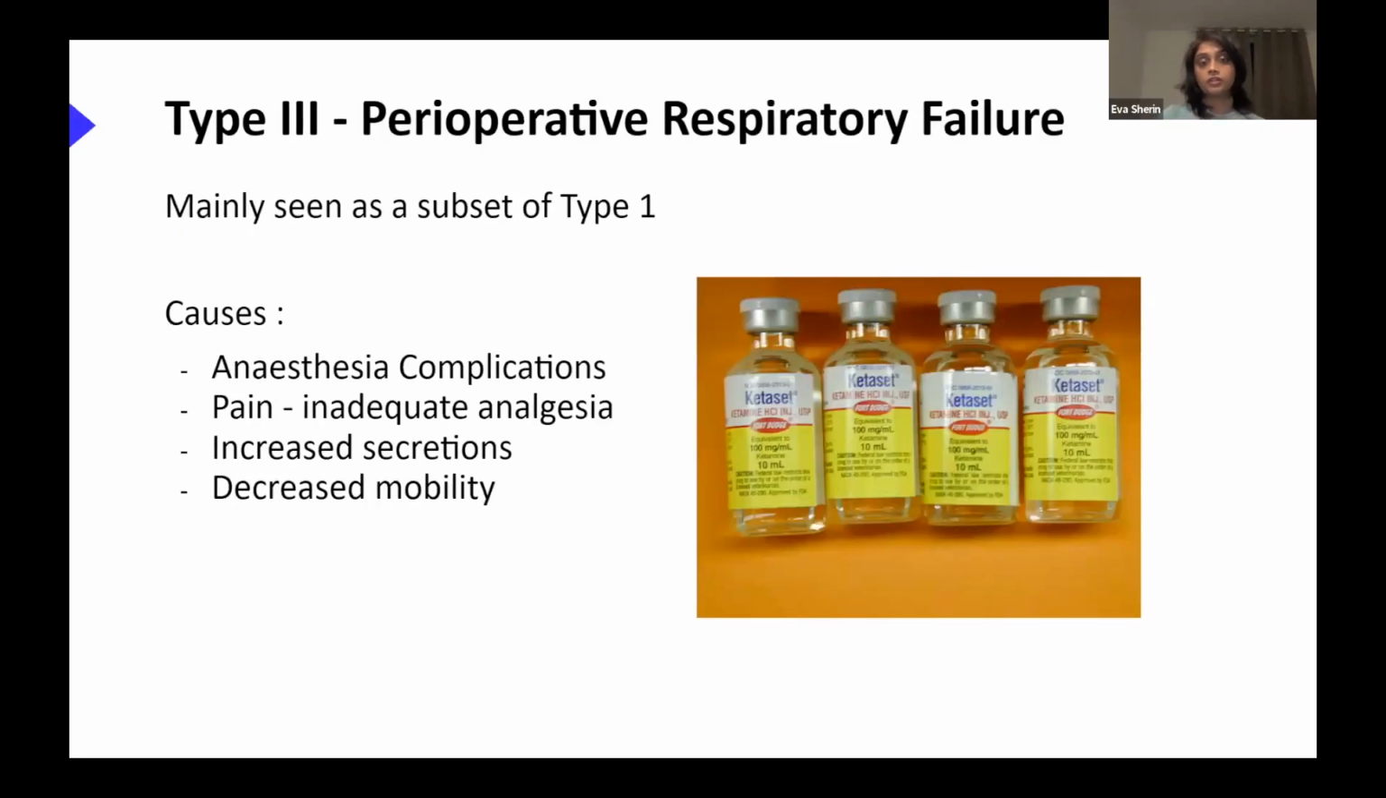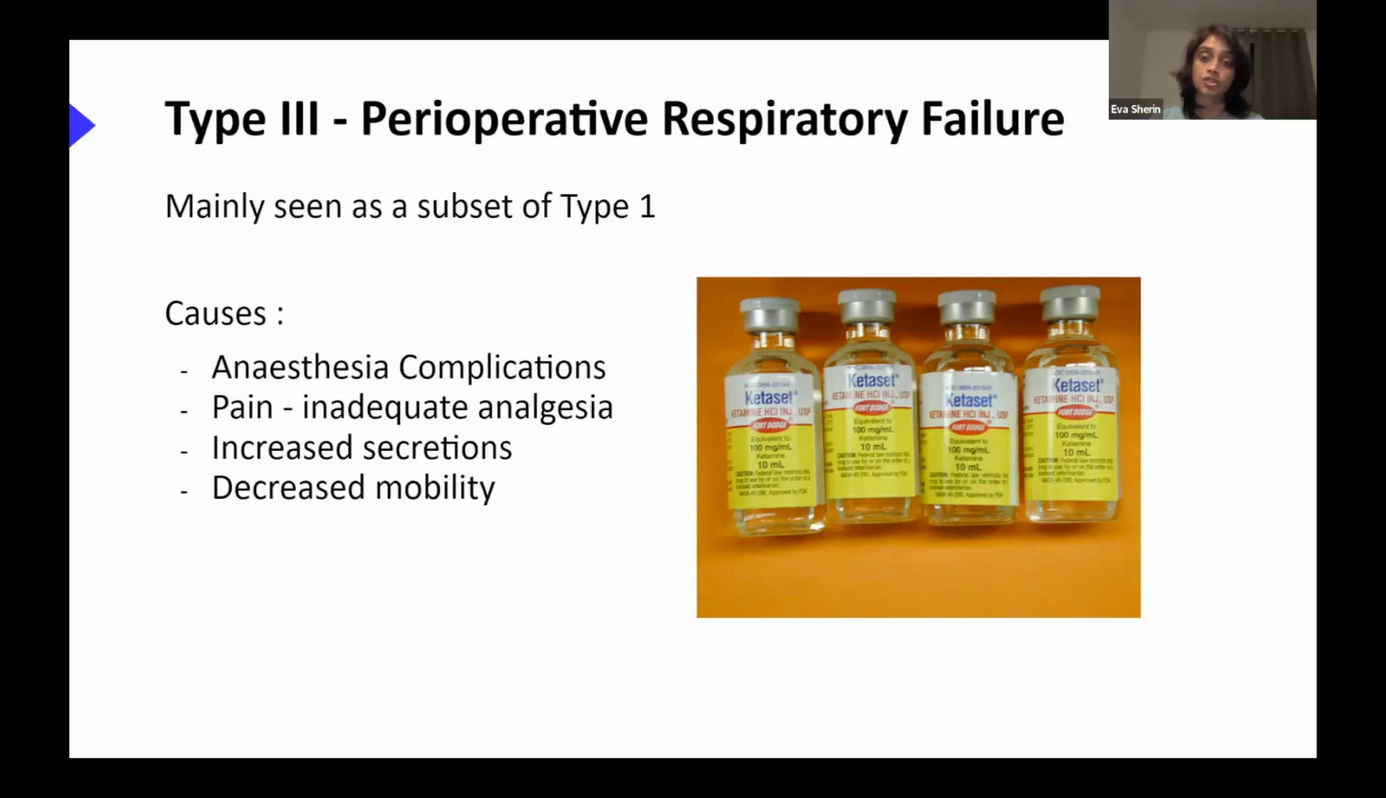Type 3, perioperative respiratory failure, like I said, does overlap with type 1 and type 2 a bit, and could be seen as anesthesia complications. Suppose you have a high epidural, or too much sedation or too much of the paralytic drugs, all of that could result in respiratory failure as well. Inadequate pain management is something that I've seen more commonly, because each person reacts differently to different painkillers. So the painkiller that you would have given might not be adequate for the patient.